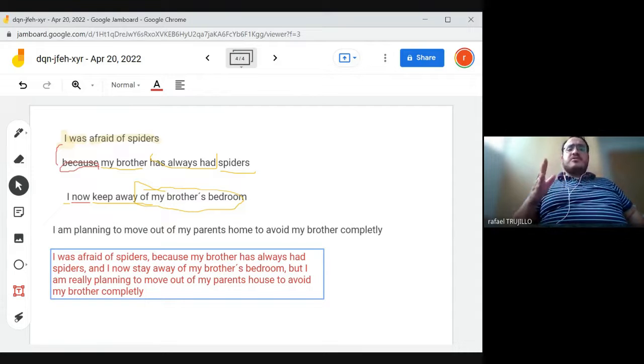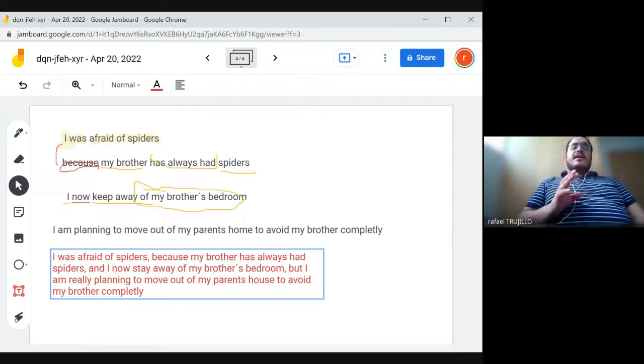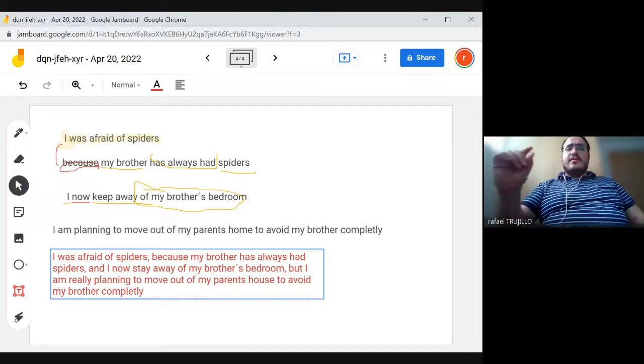I was afraid of spiders because my brother has always had spiders, and I now stay away from my brother's bedroom, but I am really planning to move out of my parents' house to avoid my brother completely. Y eso es todo el foro. Por eso quería enseñar y recordar, remembrar la estructura de las oraciones, porque al final es una simple y llana unión de oraciones para responder el foro.